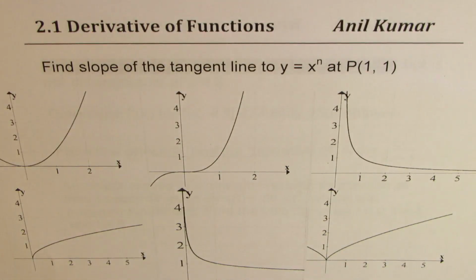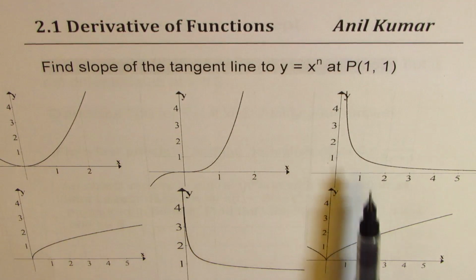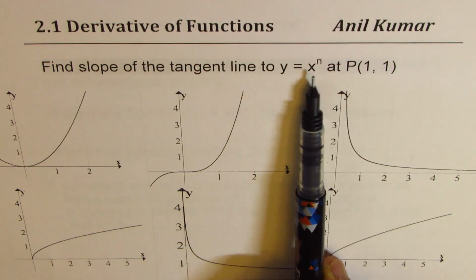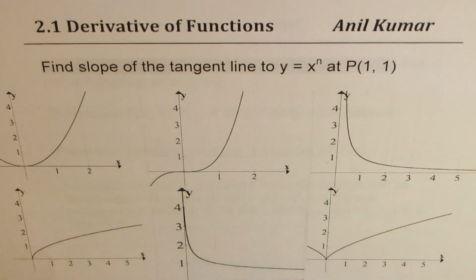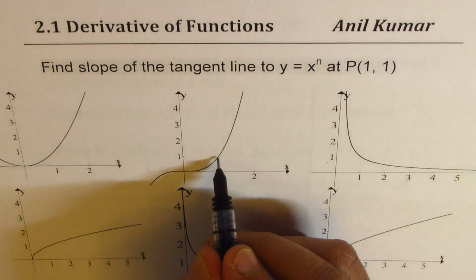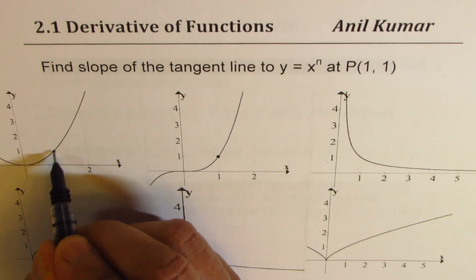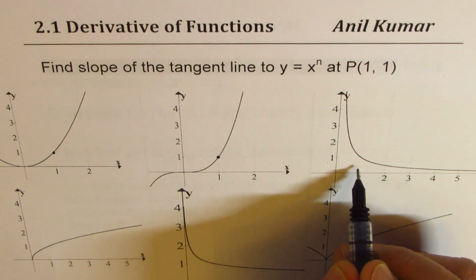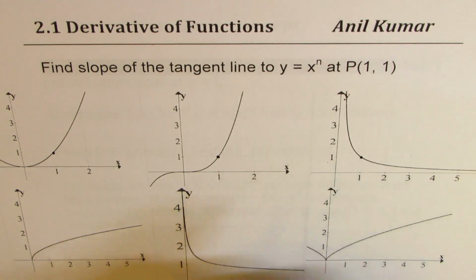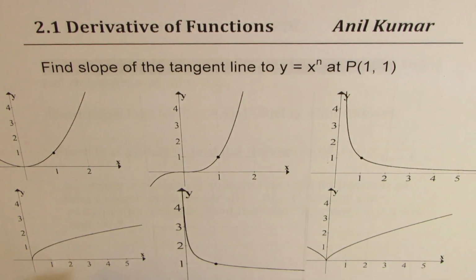Then we'll take up this kind of a question, which says find the slope of the tangent line to all these curves, which are graphs of the function y equals x to the power of n, right? So the point (1, 1), which I'm going to mark here, is the point of our interest. What you have to do in this exercise is copy this graph and then draw a tangent line. Once you draw a tangent line, you can find the slope of that tangent line, okay?